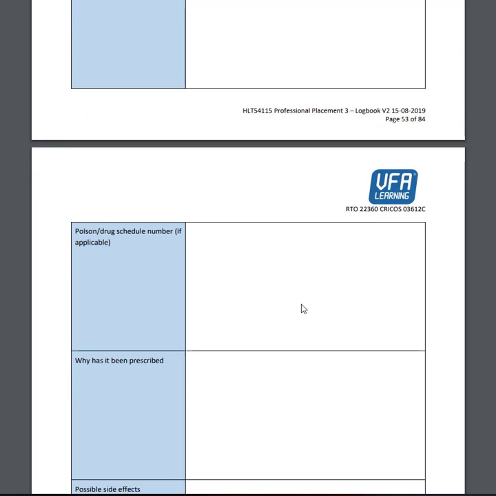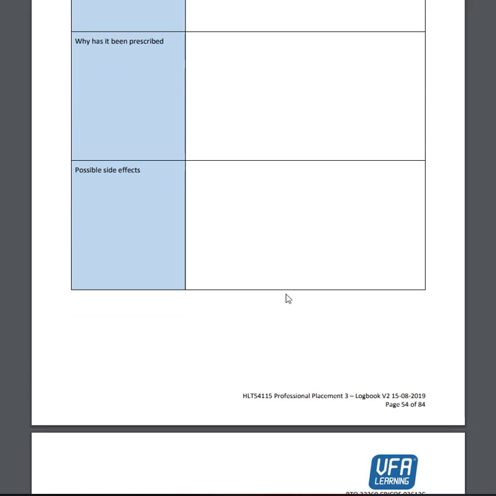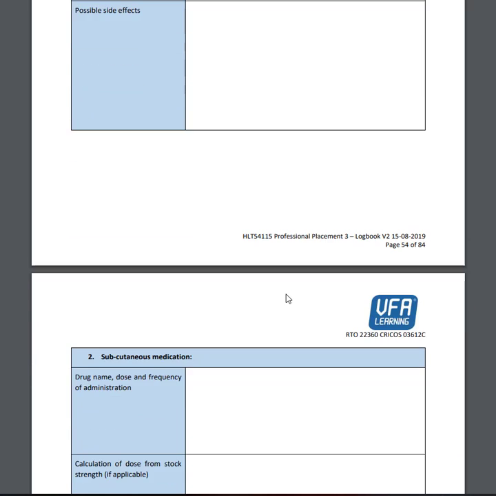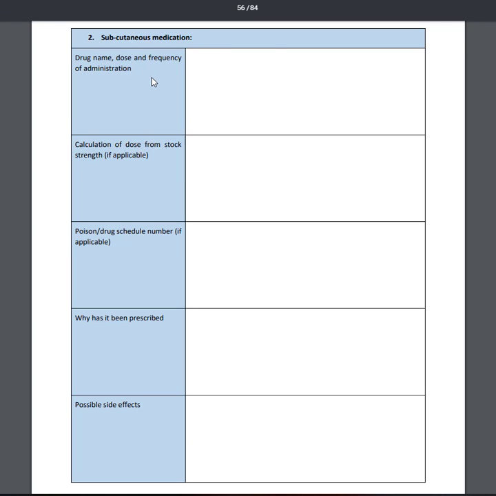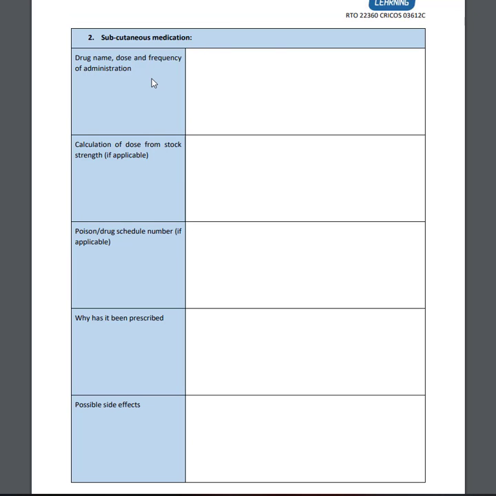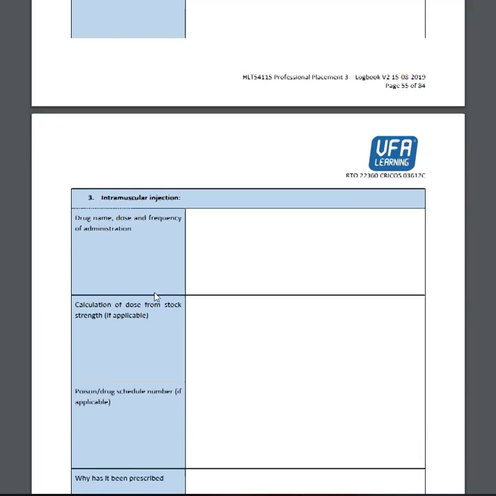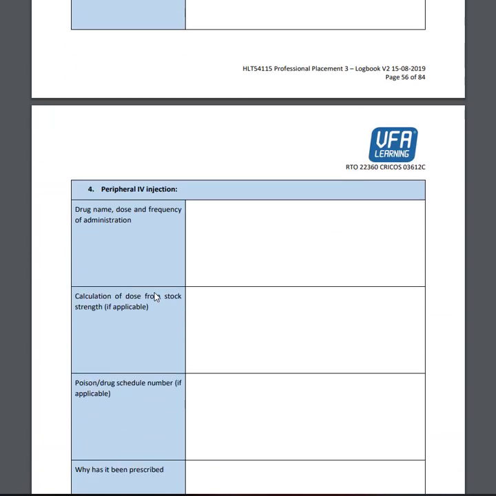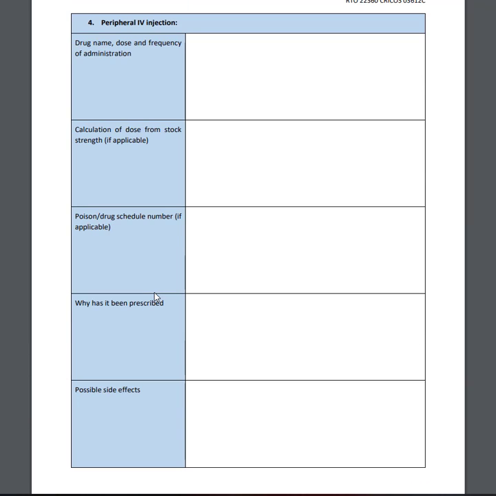Whether it was a scheduled drug and why it's been prescribed, so the indication for why you're administering it, and any possible side effects that medication may have. So it's basically the same reflection for all 4. So the subcutaneous, again, the drug name, dose, frequency, and administration, any calculation that you had to undertake when you were administering this medication, as well as is it a schedule, why has it been prescribed, and possible side effects. So same again for intramuscular, and same again for peripheral IV injection. So that brings us to conclusion of the performance evidence checklist.